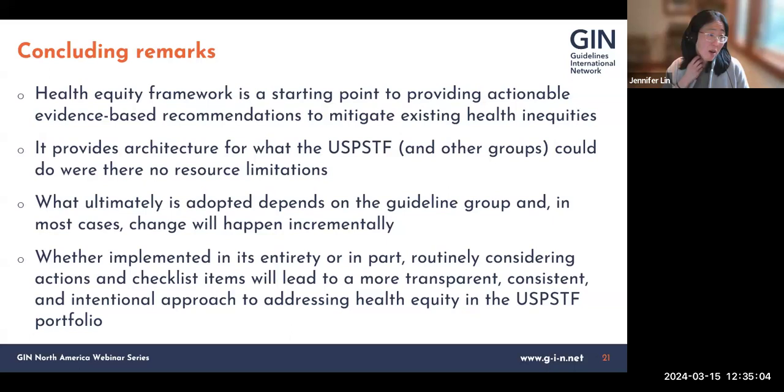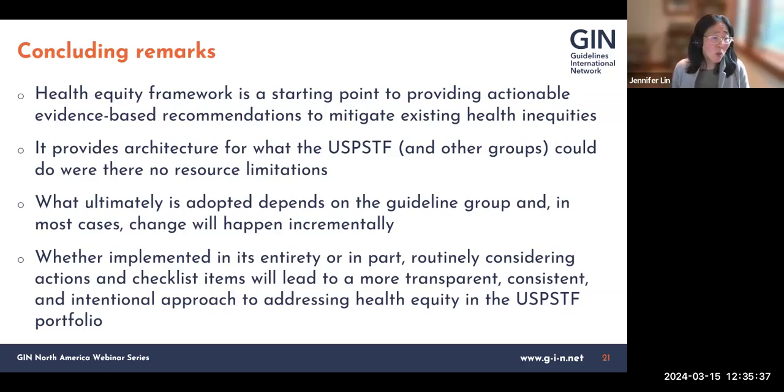So before handing it over to Iris, I just wanted to make a few concluding remarks. And the first is that we recognize that this health equity framework is really just a starting point. So it by no means is comprehensive, and it by no means is the last framework you're going to see in general or for the task force. We do think it provides an architecture of what the task force, and we hope other groups, could do, again, with the caveat in a world where there are no resource limitations.